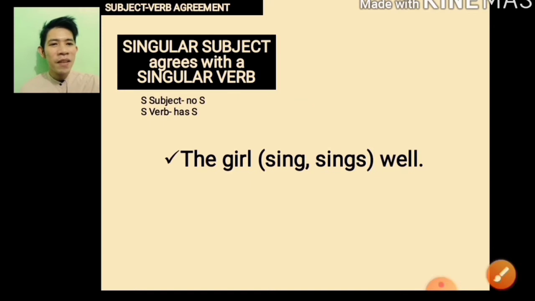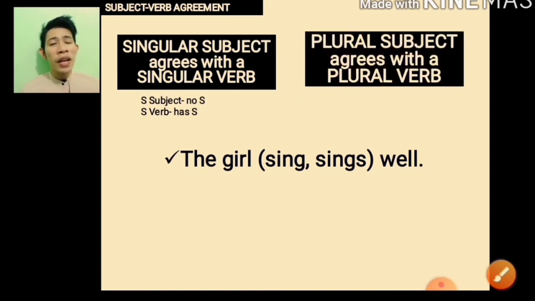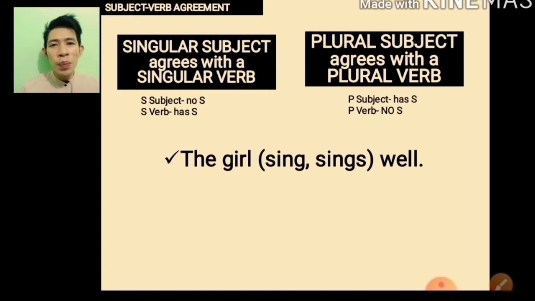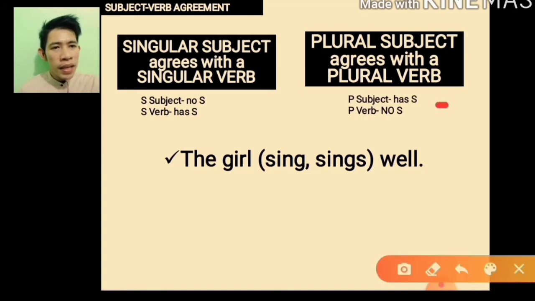Okay? That's it. So, unlike plural subject agrees with a plural verb, it only means that if the subject is plural, may S, then the verb has no S. Again, ang subject plural, may S siya, then ang verb, walang S.